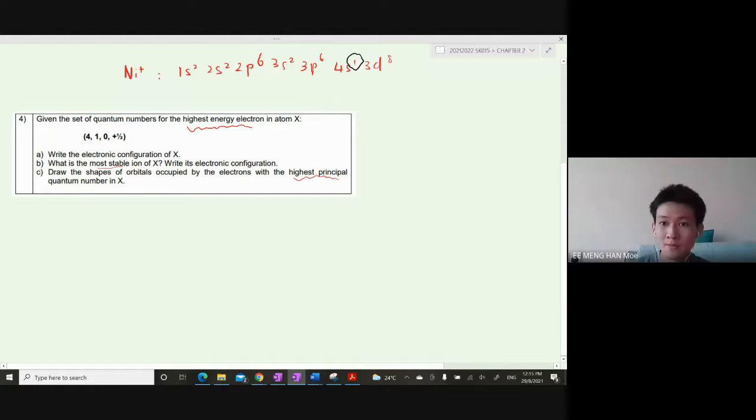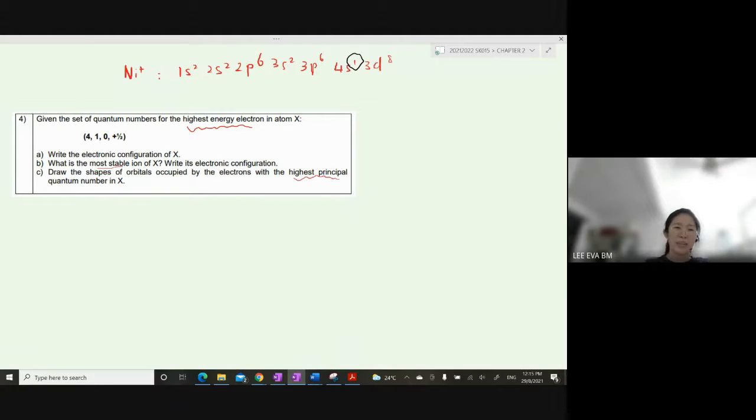Represent one electron only. Dekat sini awak catat satu set maksudnya satu elektron sahaja. Satu elektron sahaja yang ada energy yang paling tinggi. Okay, so now for this 4p1 half, can you let me know which orbital that is located?